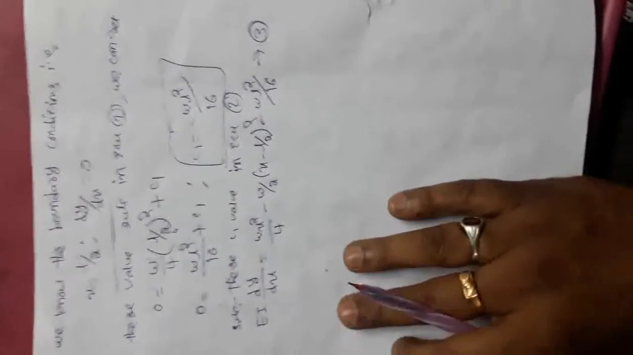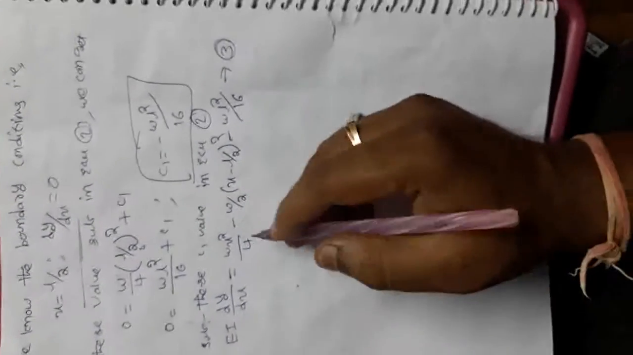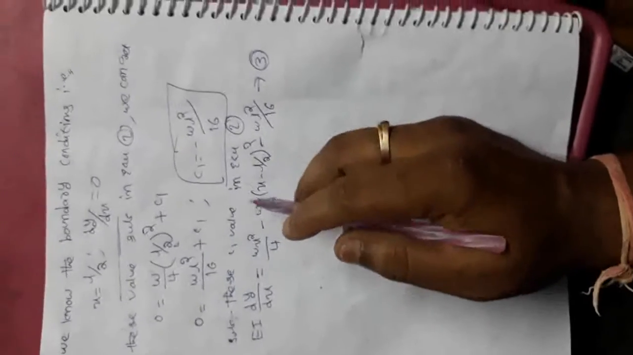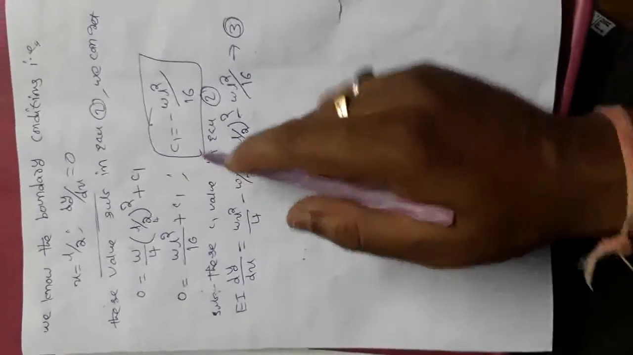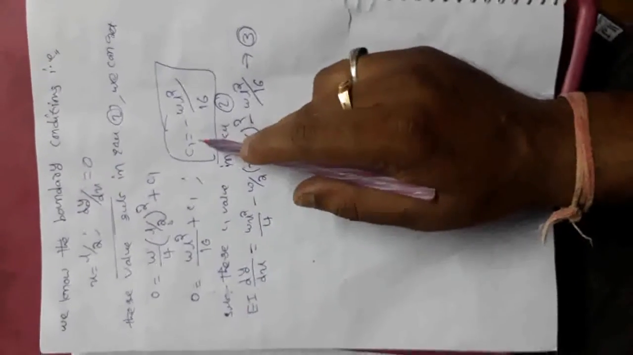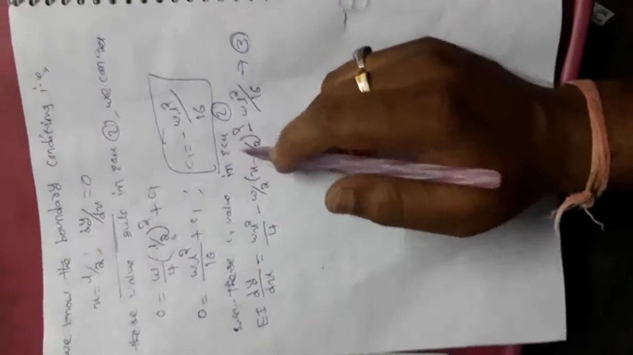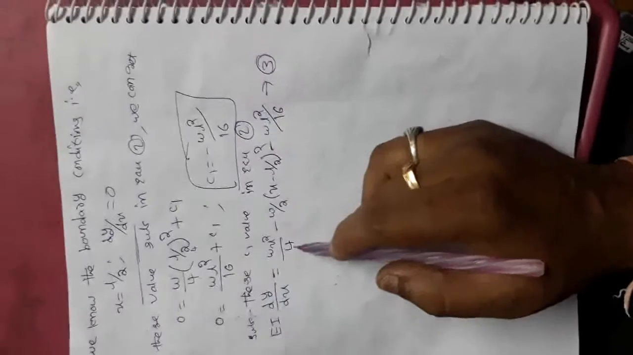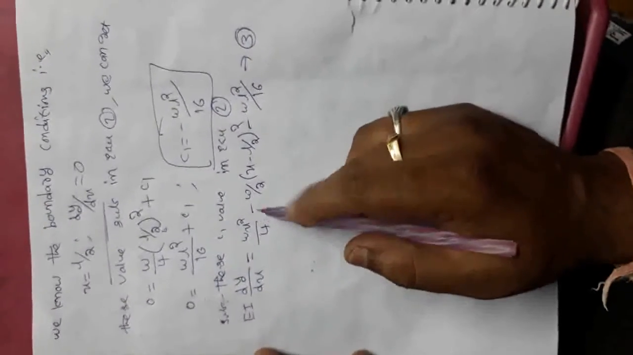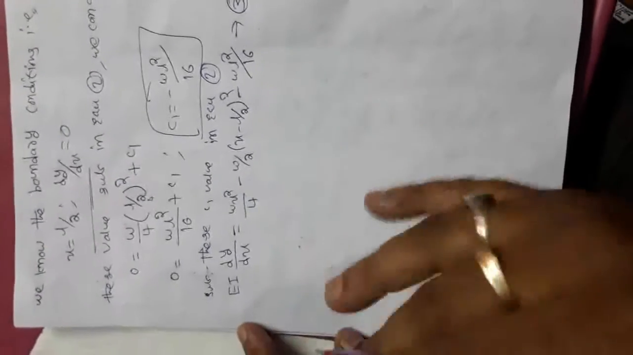So this is the continuation. In the first video you can get the C1 value. In this video you can get slope and deflection formulas. For equation number 3, you can use this equation to find a slope and deflection at any point of the simply supported beam.